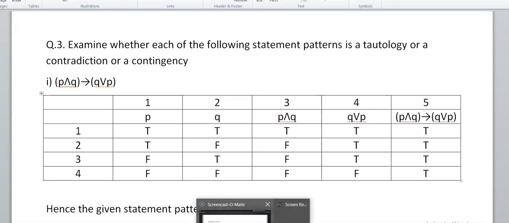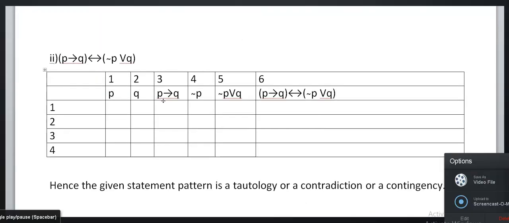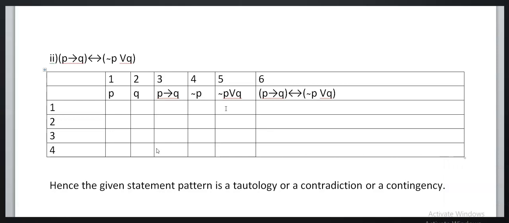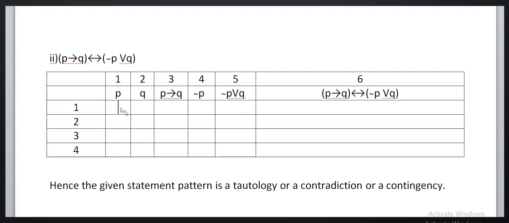Now next is question number 2. That is P implies Q double implication, negation of P or Q. I write down first of all P, that is double T double F. Q is TF TF. Now T implies T is T. T implies F is F. F implies T is T, and both are the same, therefore it is true.